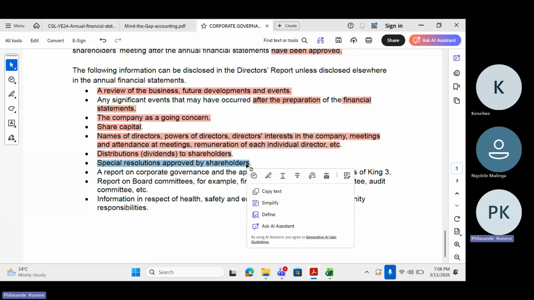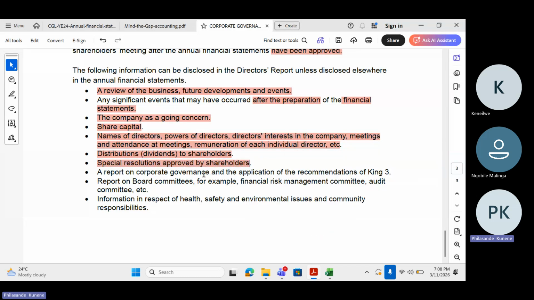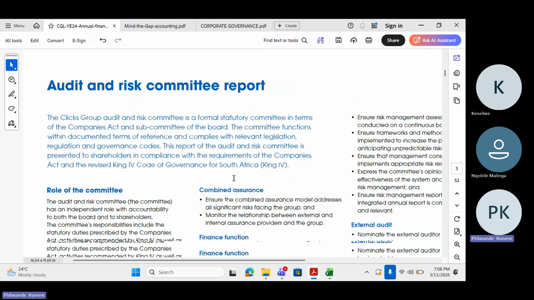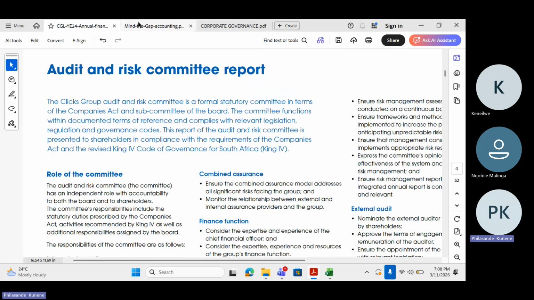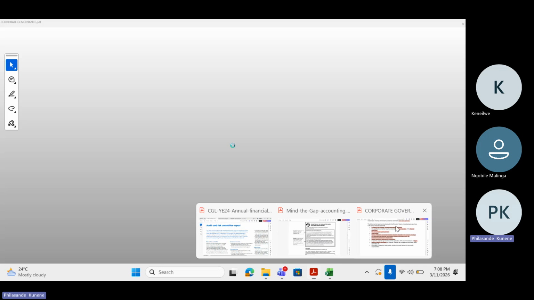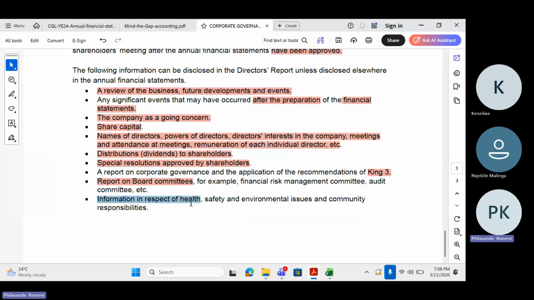Special resolution approved by shareholders, a report on corporate governance and the application of the recommendations of King 3. I did say that now it is King 5, but don't worry about that. These are not the things that you should stress yourself about. A report on board committees, for example, Financial Risk and Management Committee, Audit Committee, those are there separately. The audit committee is here. There is an audit and risk committee. They reported separately. Information in respect of health, safety, environmental issues, and community responsibilities.